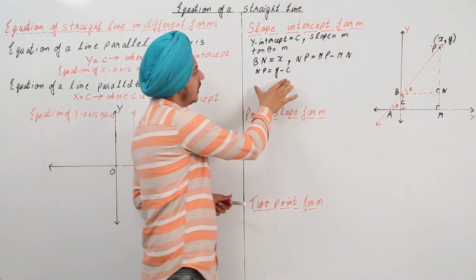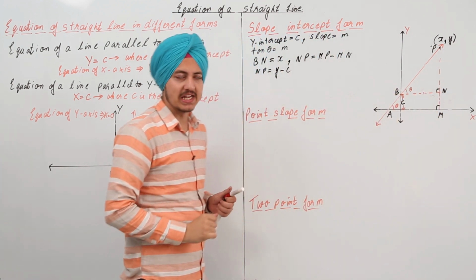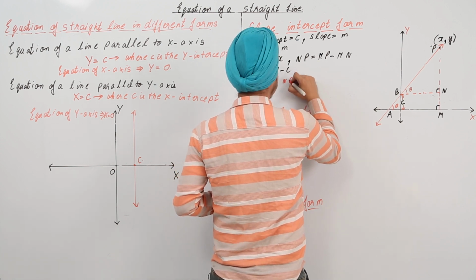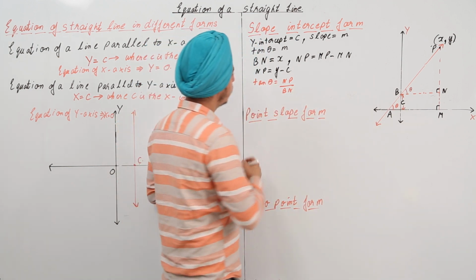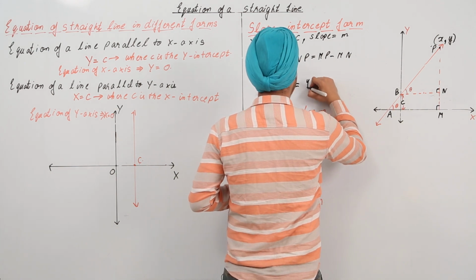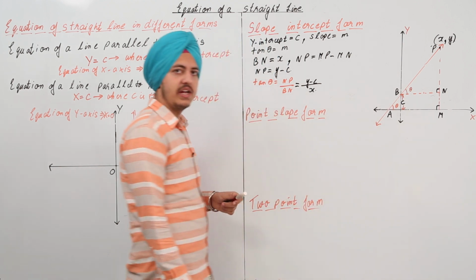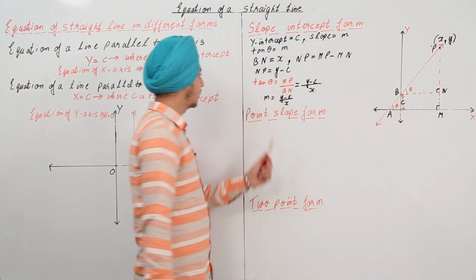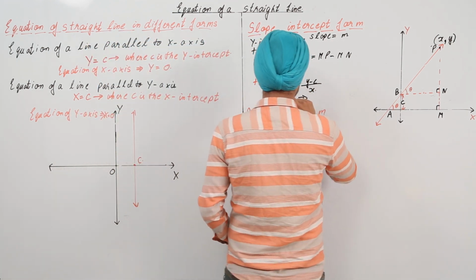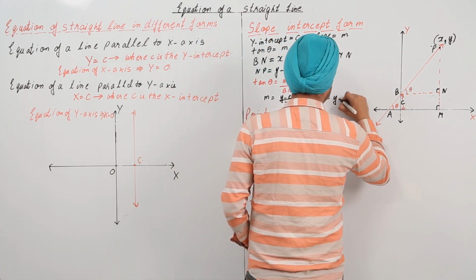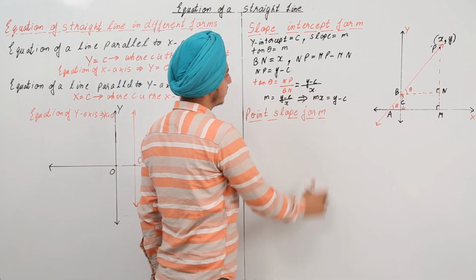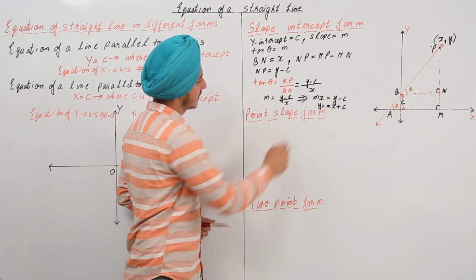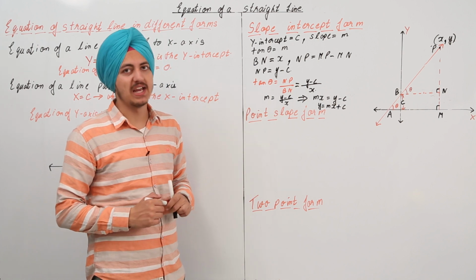So from here, if you look over here, tan theta is perpendicular upon base, which is equal to NP upon BN. What is NP? NP is y minus c, upon x. Tan theta is equal to m, right? So from here, m is equal to y minus c upon x. This is what we get. From here, I take x to this side, so mx is equal to y minus c, right? If we rearrange this, we get the form y is equal to mx plus c. I've just taken c to the side and then rearranged. The line is y is equal to mx plus c.